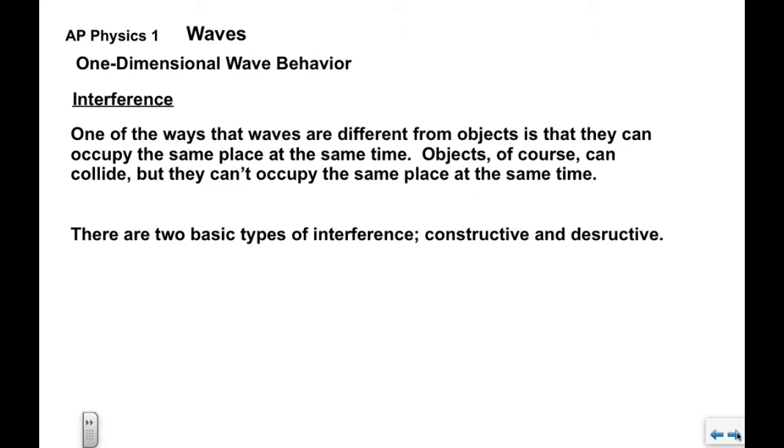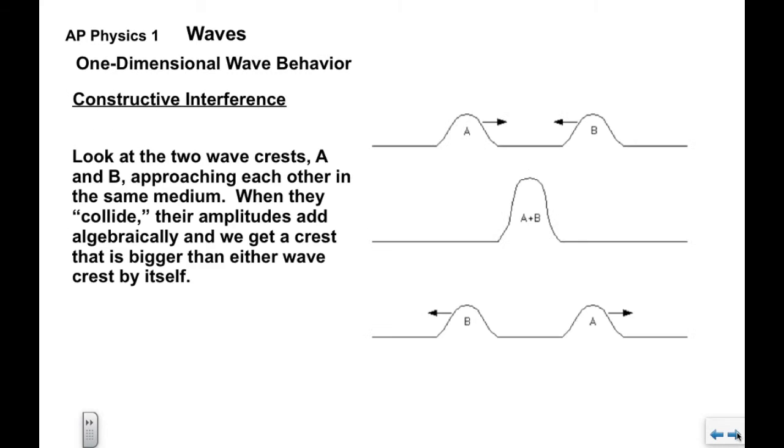Okay, now interference, once again. Critical difference between objects and waves. Waves can occupy the same place in the medium at the same time. There are two basic types of interference. We have constructive and destructive interference. First, we'll look at constructive. We have wave crests A and B approaching each other in the same medium. A is moving left to right, B is moving right to left.